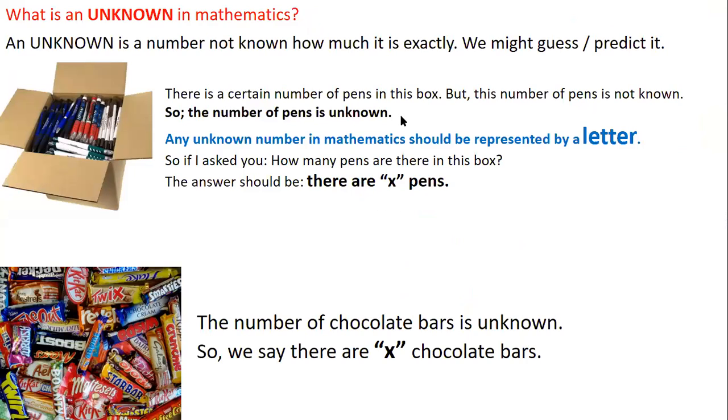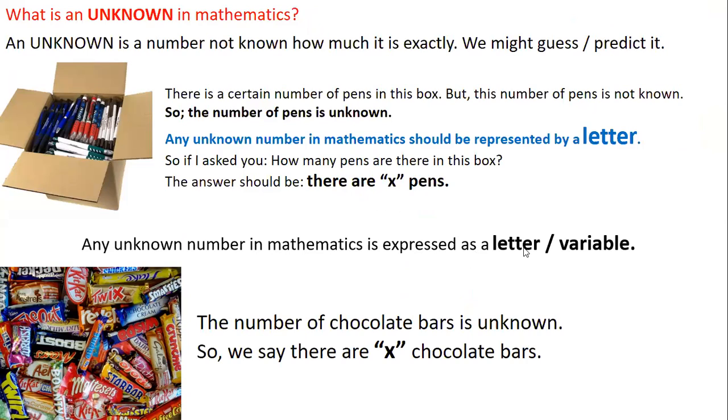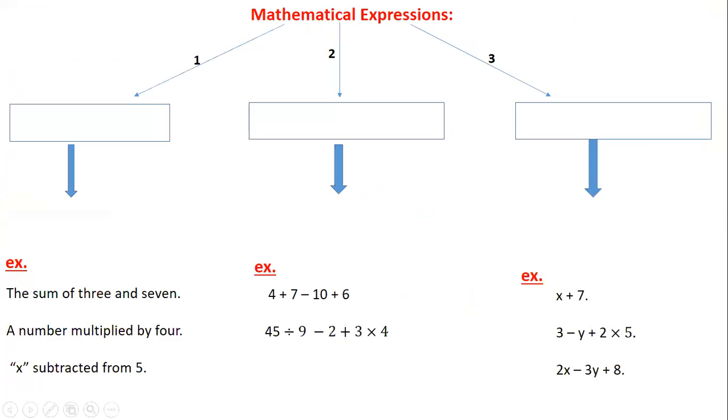So we have seen what is a variable or an unknown in mathematics. We said that a variable or an unknown is a number. It is a number, but this number is not known, how much is it exactly. So this number, which is not known, which is an unknown, we express it as a letter or a variable. You can use any letter from the alphabetical letters that you know to express an unknown. We said in mathematics, we have 3 mathematical expressions. We have the word expression, which contains words.